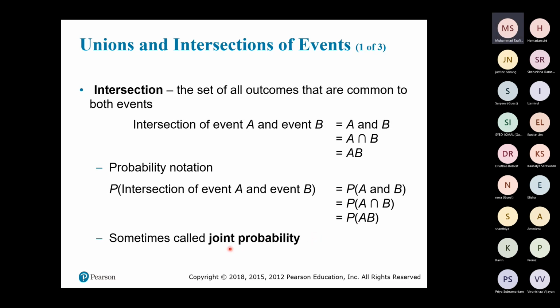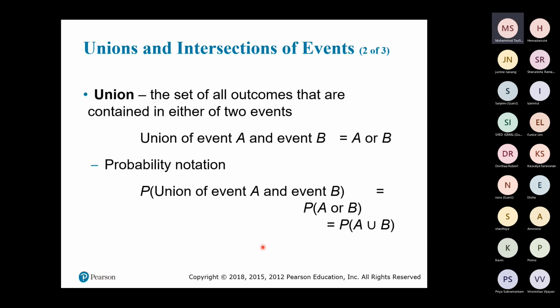Sometimes this is also called joint probability. This is another term people will use: joint probability. What is the joint probability of event A and event B? It means you want to know the probability that event A and event B will happen together.